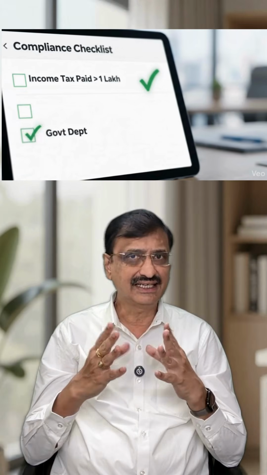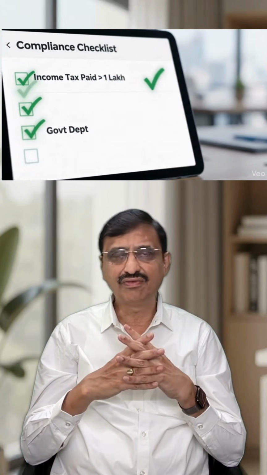Now, there are certain exceptions to Rule 86B. Before you panic, check if you are exempt. Rule 86B doesn't apply if you or your directors paid more than 1 lakh in income tax in the last 2 years. You have received a refund of over 1 lakh for unutilized ITC on exports or inverted duty structure. You are a government department or a public sector undertaking. If these don't apply, the 1% rule is mandatory for you.